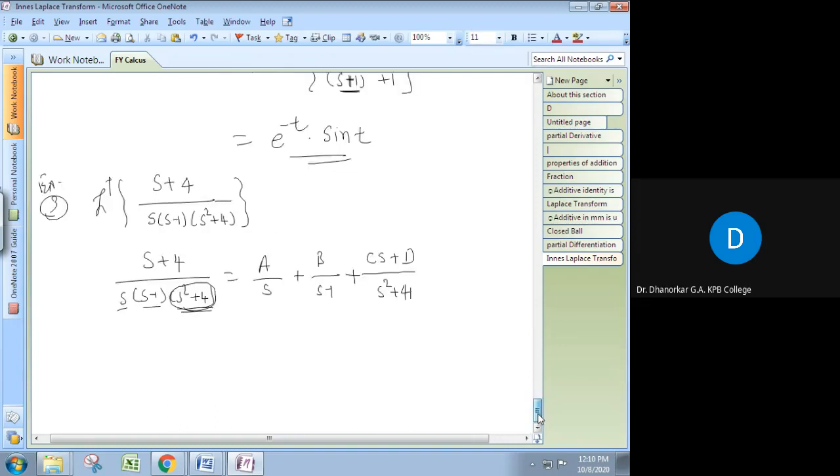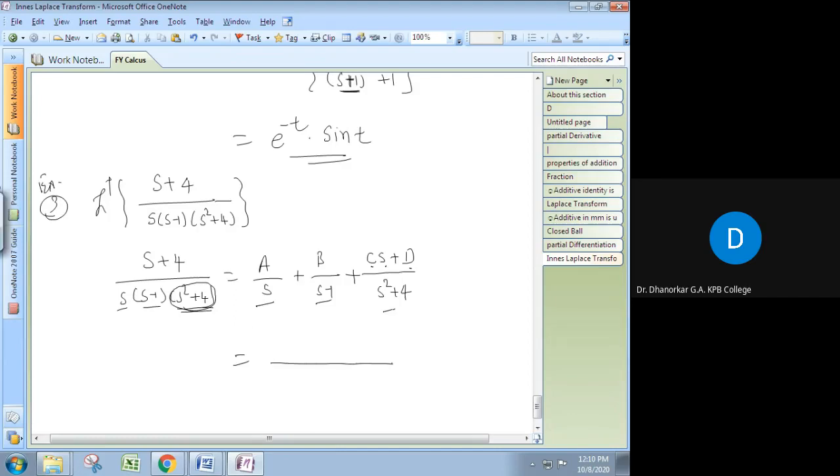Now if I solve this and find the values of a, b, c, and d, then we will easily get the inverse Laplace, because for the inverse Laplace transform, I will take cs divided by this term and d divided by this term separately. Our answer is then easy. Only we have to find the values of a, b, c, d. We'll try to find them here.